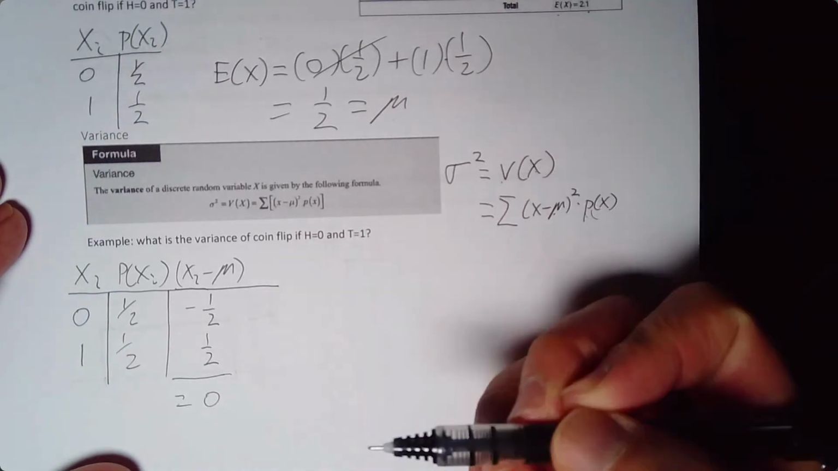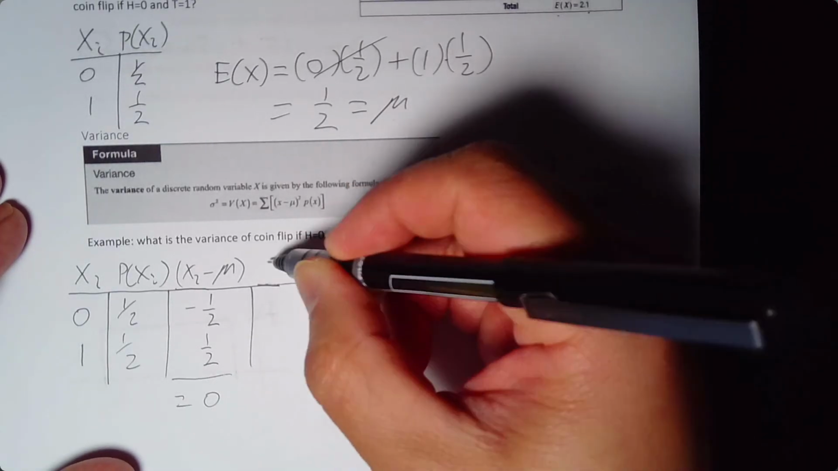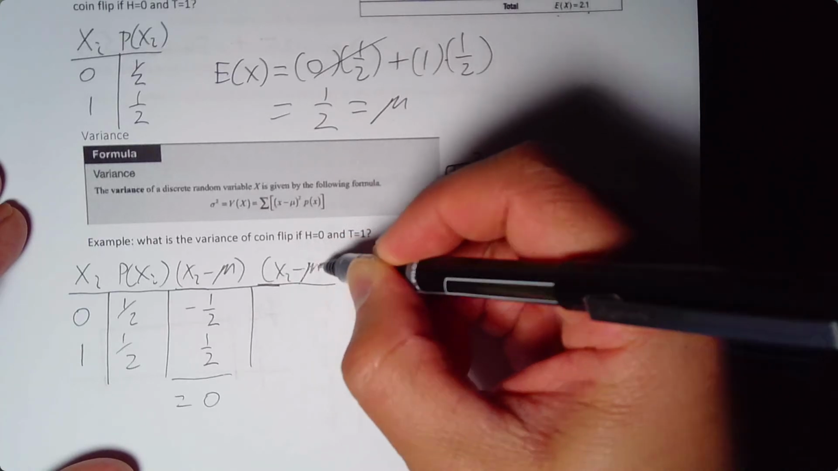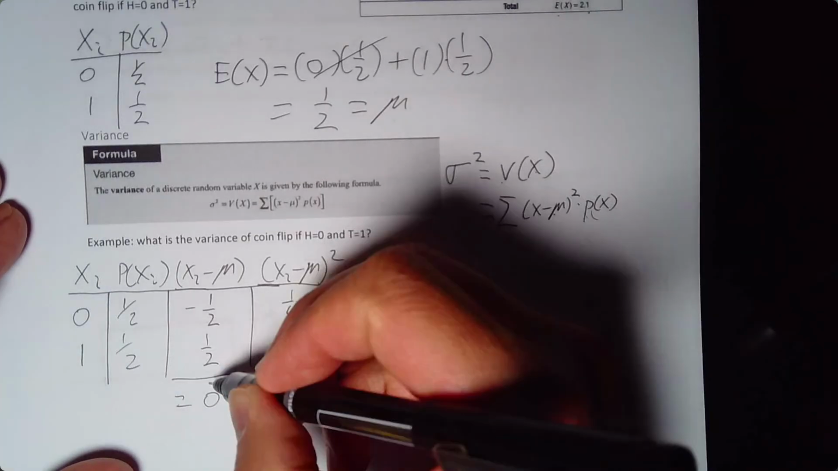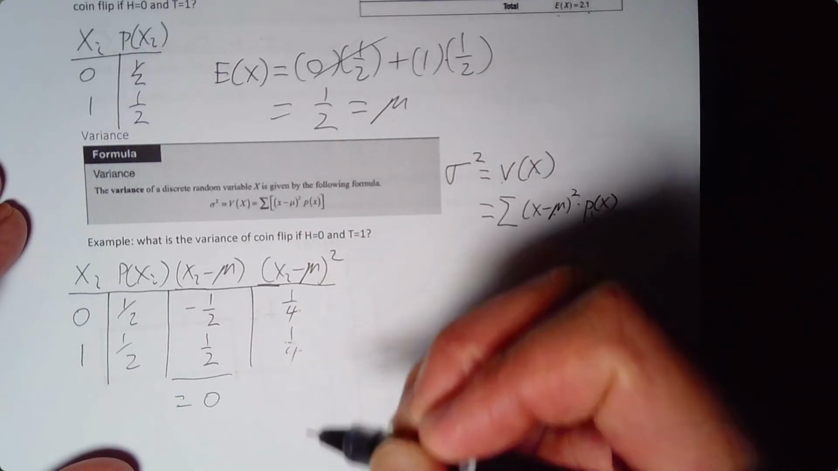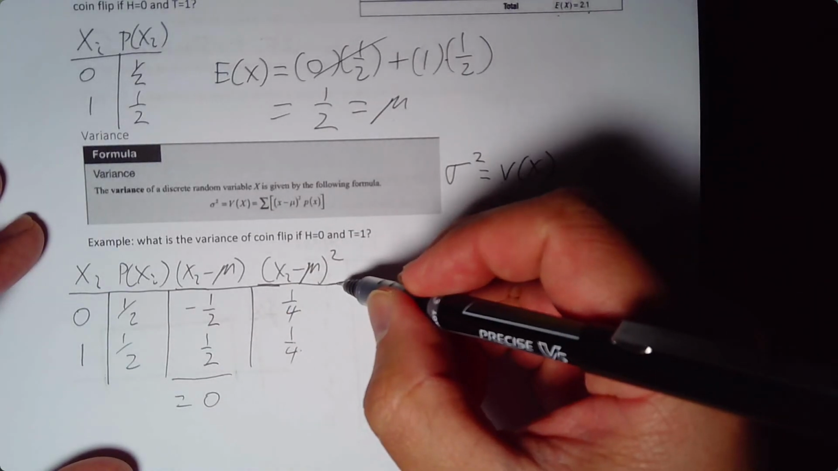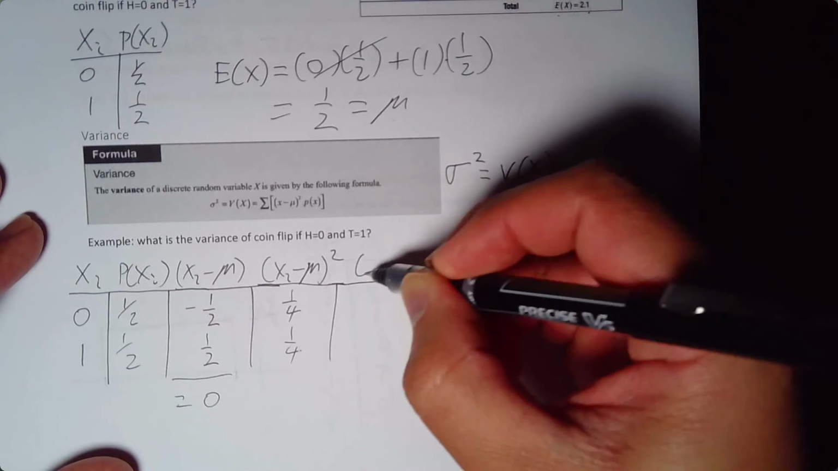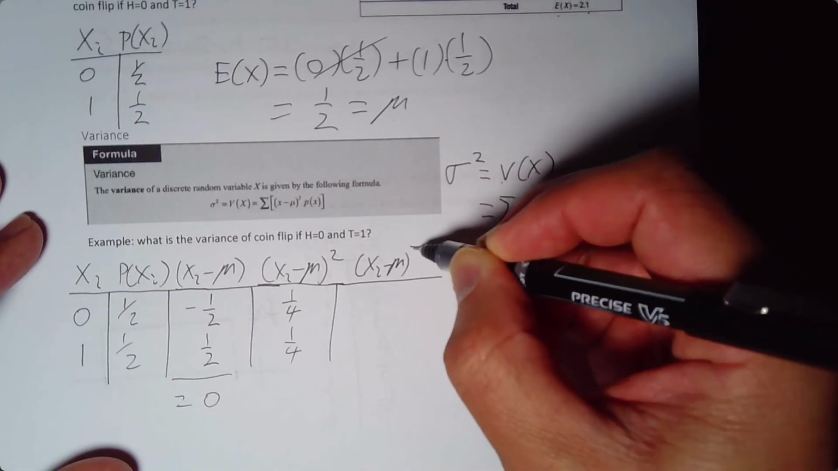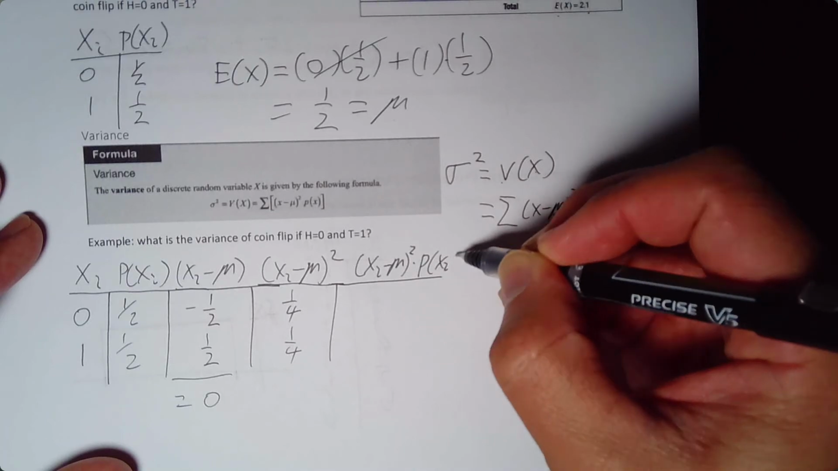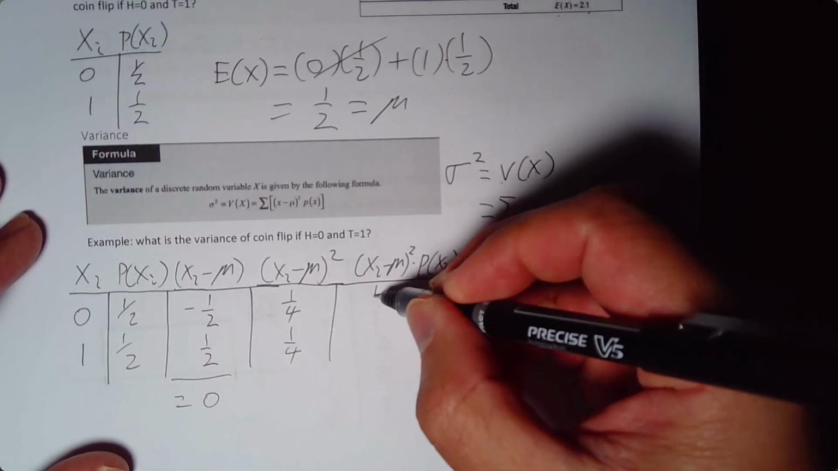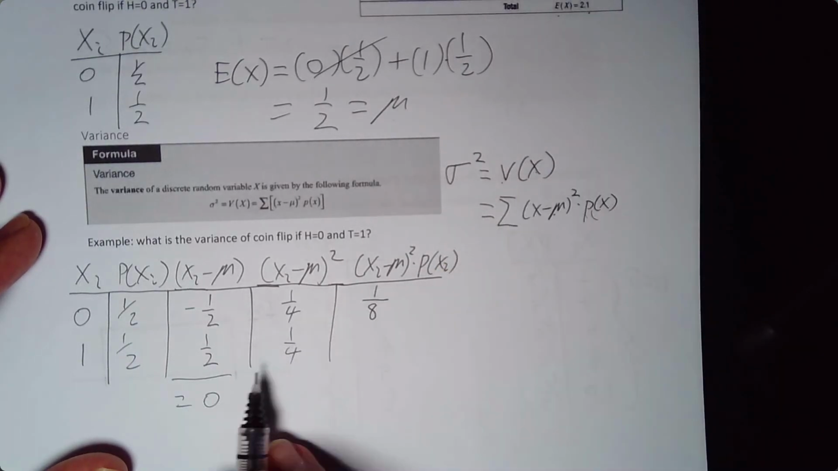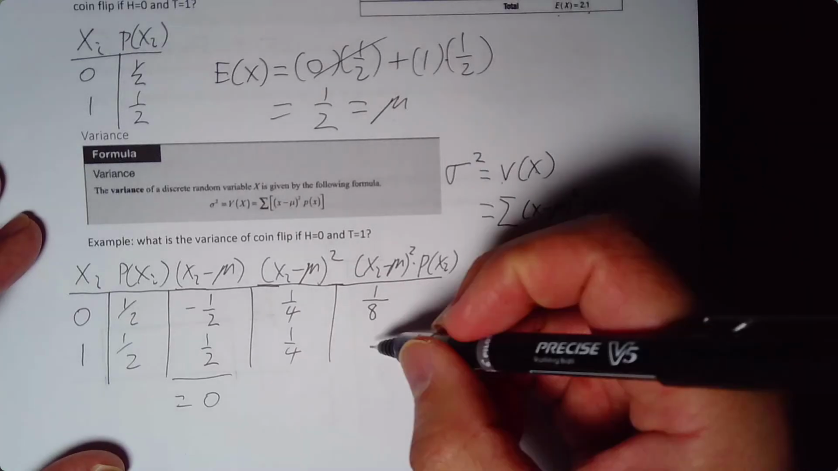That's no good, so now I want to square it. So xi minus mu squared. I square that, I get 1/4. 1/2 squared is 1/4. Now, before I add them, I have to multiply by this probability. So xi minus mu squared times the probability of xi. So that's 1/4 times the probability of its likelihood. 1/4 times 1/2 gives me 1/8. 1/4 times 1/2 also gives me 1/8.